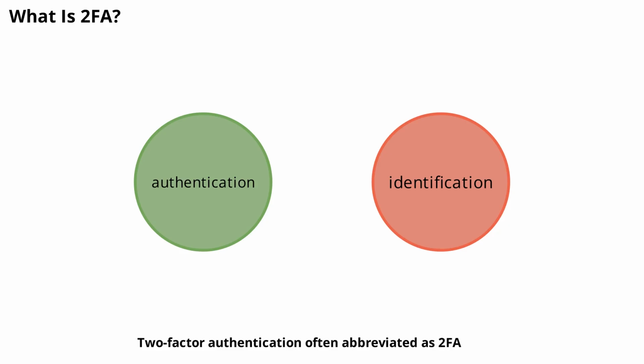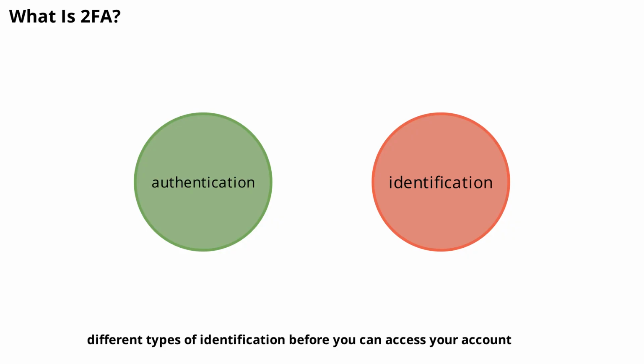Two-factor authentication, often abbreviated as 2FA, is a security process that requires you to provide two different types of identification before you can access your account. Instead of just entering your password, you'll also need to provide a second piece of information, like a code sent to your phone. This extra step makes it much harder for someone else to access your account, even if they know your password. It's a simple but powerful way to add an extra layer of protection to your sensitive information.